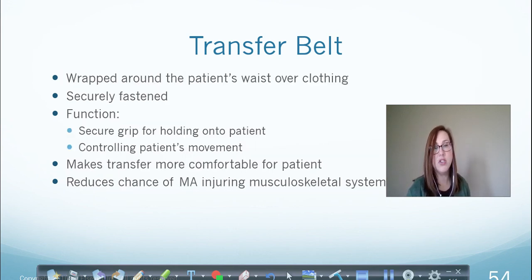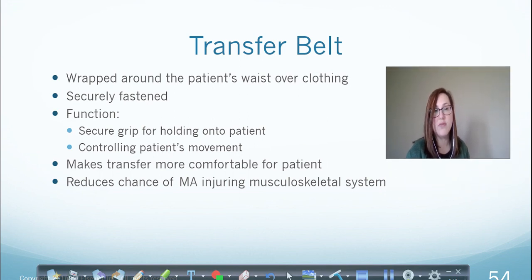Again, it's wrapped around the patient's waist over their clothing. You want to make sure that it has a snug fit and it provides that secure grip to hold on to the patient. And you can help them control their movements. It makes it more comfortable. It makes them feel more safe. It gives them some reassurance and security. And again, it reduces your chances of being injured. You don't want to grab onto a patient underneath their arms to help them stand. The transfer belt is a much safer option.